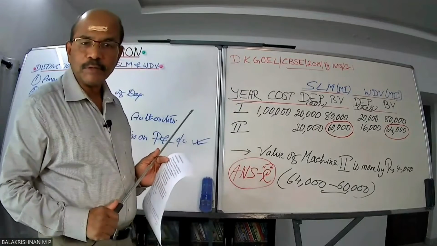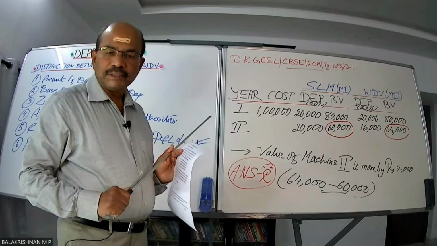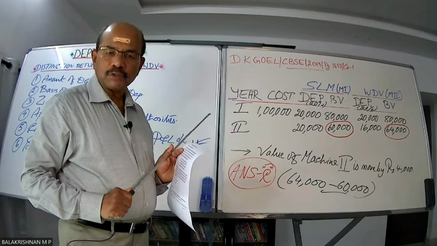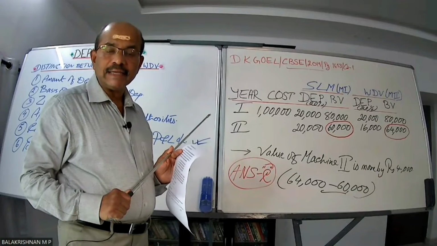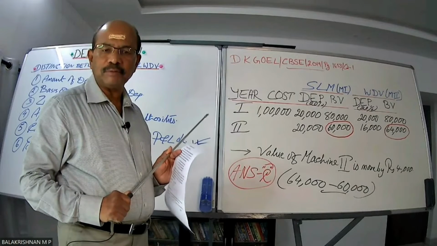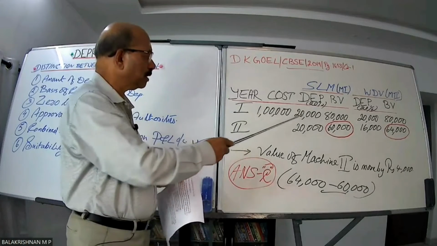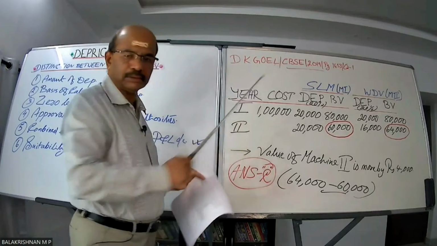Now, what is book value? Book value is nothing but the original cost of the asset minus the depreciation written off till date, at any point of time. That will be the book value. So the first year end book value is 80,000: original cost minus that year's depreciation.